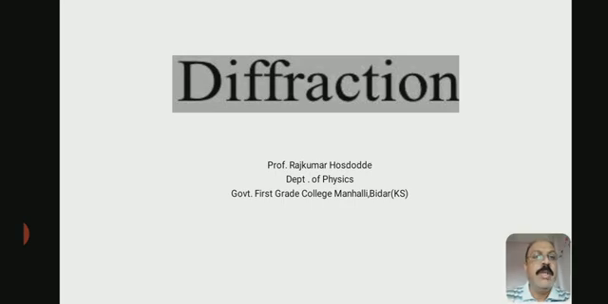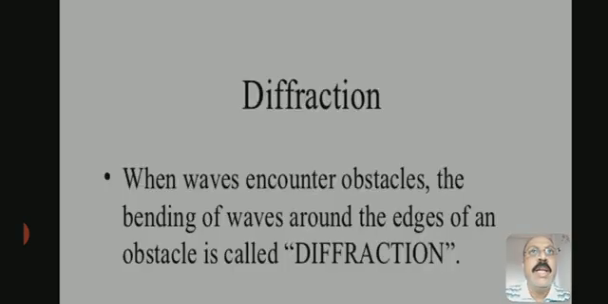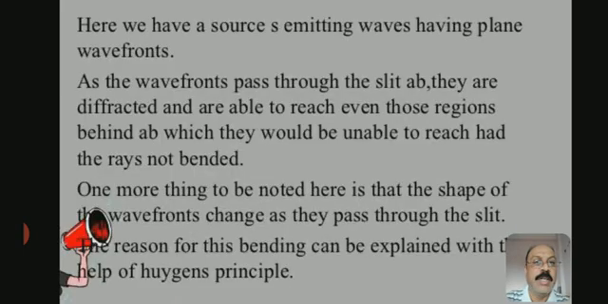Now, what is meant by diffraction? It is the bending of light near the edges of obstacles. Suppose a ray of light coming from a source passes through a slit, which is considered an obstacle. Near the edges of the obstacle or slit, the light bends. That phenomenon is called diffraction. So here you see that when waves encounter obstacles, the bending of waves around the edges of an obstacle is called diffraction.